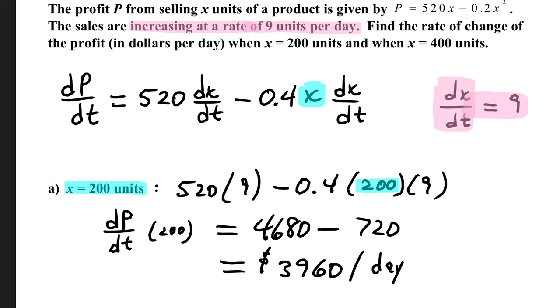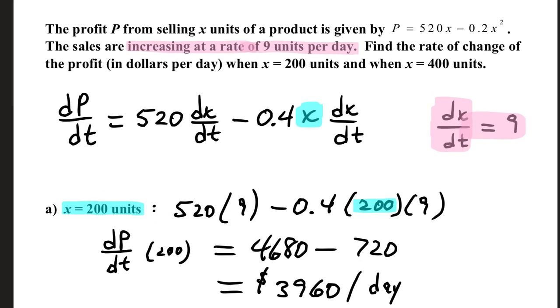Okay, so let's take the derivative of the function at the top right of your screen. 520x has a derivative of 520. Since x is changing at a rate of time, we have dx dt minus 0.4x dx dt. The derivative of this term is negative 0.4x, but since x changes with time, dx dt.